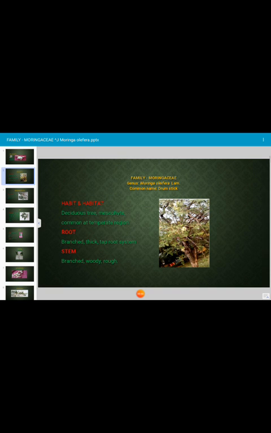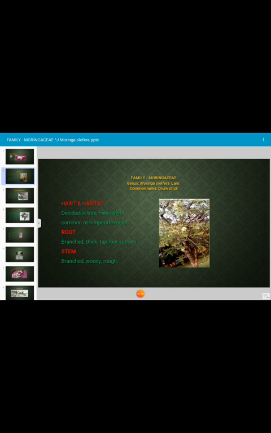Next slide. How is the habit and habitat of Moringa oleifera? It is a deciduous tree. What is deciduous? Deciduous tree means the tree that sheds its leaves annually. Such trees are deciduous trees. It is a mesophyte. That means it requires a moderate amount of water, so it is a mesophyte. And this tree is very common in all the regions of the world, which are all the countries of the world which are situated in temperate region especially.